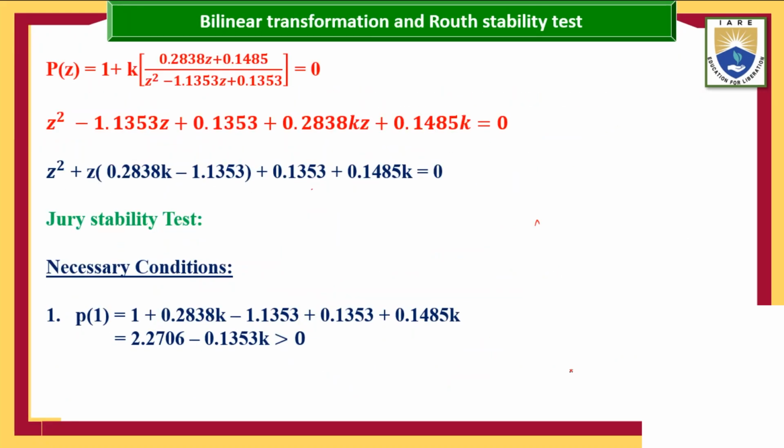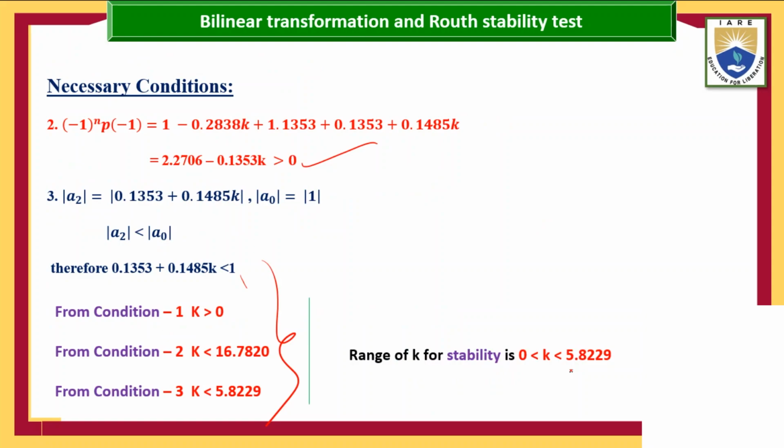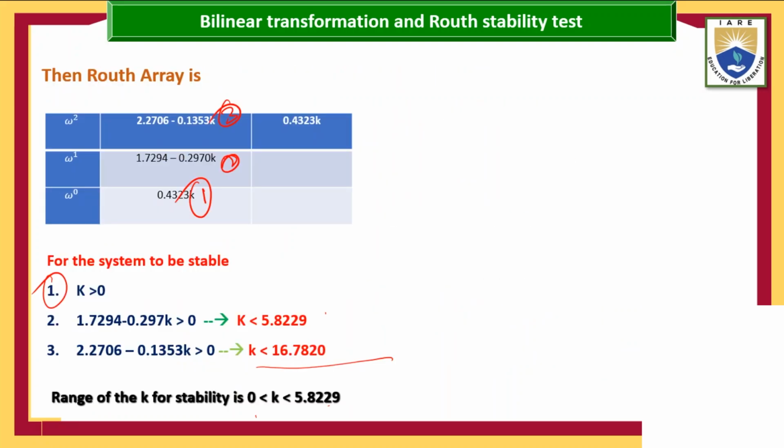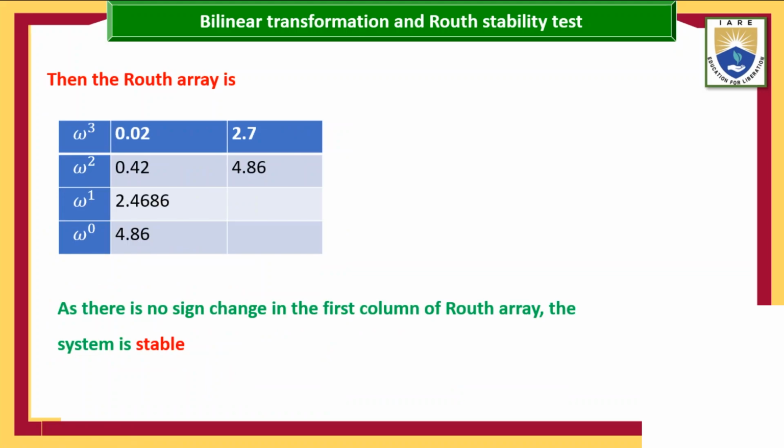We got the values here also. The range will be 5.829. Similarly here also, 5.829. Sorry, the K value is between 0 and 5.829. So we got the value. Next, coming to the Routh array.